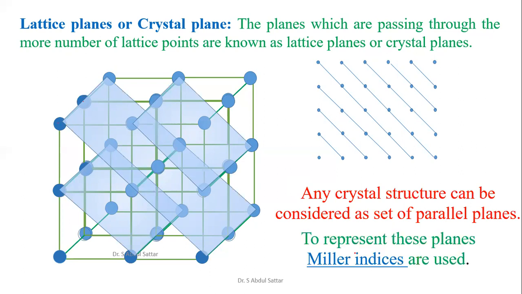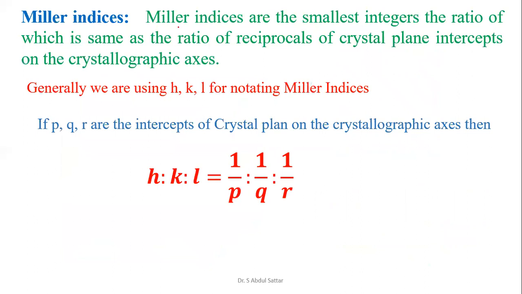To represent these lattice planes or crystal planes, we are using Miller indices. Miller is the name of the scientist. What are Miller indices? Miller indices are the smallest integers, the ratio of which is same as the ratio of reciprocals of crystal plane intercepts on the crystallographic axis. Generally, we are using HKL for notating Miller indices.